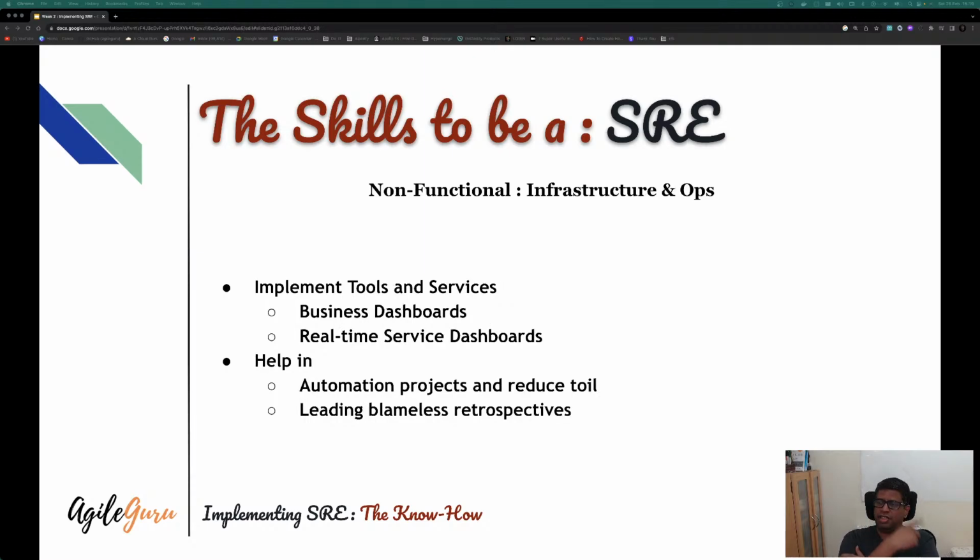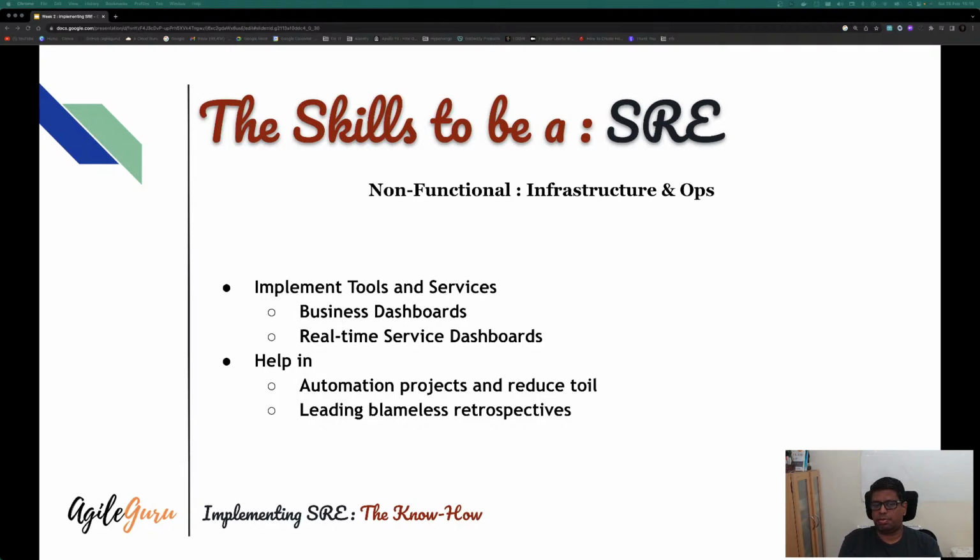Now, what I mentioned in my previous one was the functional ones. The non-functional ones are to implement tools and services for business dashboards. Remember in the previous one where it was showing your input traffic, output traffic, and all those things? Those are the business dashboards where it says I have got 20 hits to 200 transactions or whatever. And real-time service dashboards, for each component, whether they are working okay or not.